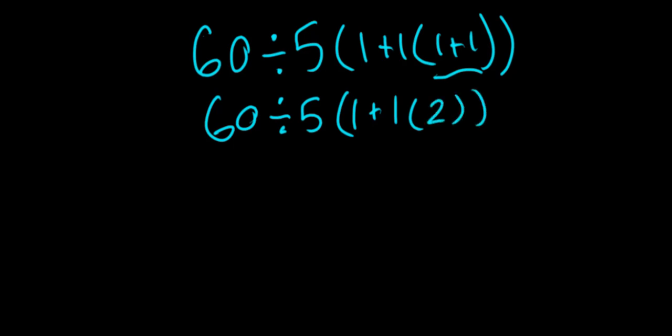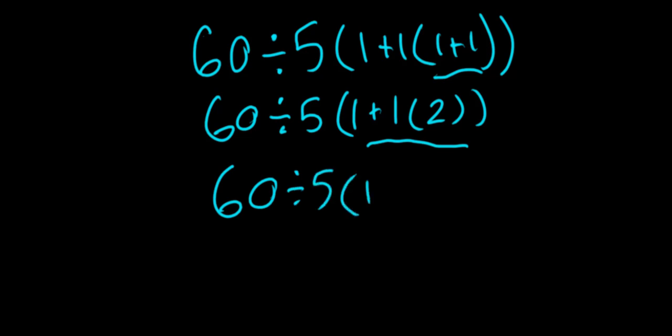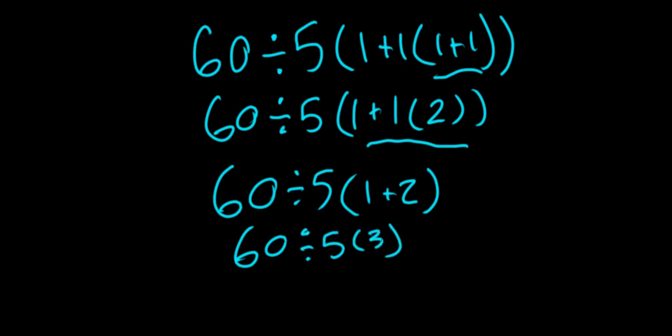Now we have this set of parentheses left, and we have to do the order of operations within here as well. So we have 1 plus 1 times 2, so we need to multiply first. So we do 60 divided by 5 times (1 plus 2), because 1 times 2 is 2. And now we can simplify this parenthesis down to 60 divided by 5 times 3. And now with multiplication and division, we just go in order from left to right. So we get 60 divided by 5, that's 12, times 3. And our answer is 36.